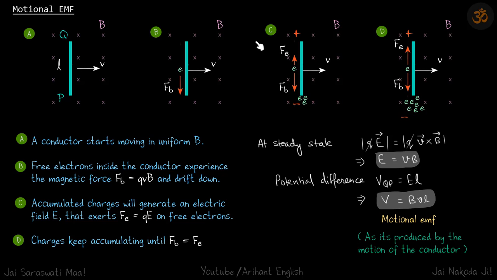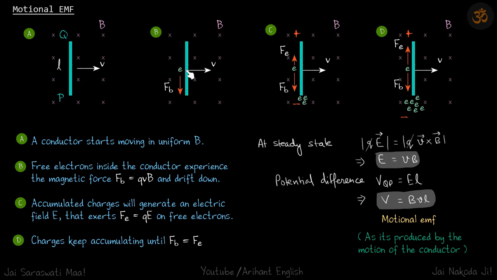In the third step, the electrons will keep drifting down. So the accumulated charges will generate an electric field E. When the electrons drift down and accumulate at the bottom, similarly positive charge will be collected at the top. This charge difference will create a static electric field, which we studied in electrostatics also. These accumulated charges will generate an electric field E that exerts Fe equal to QE on free electrons.